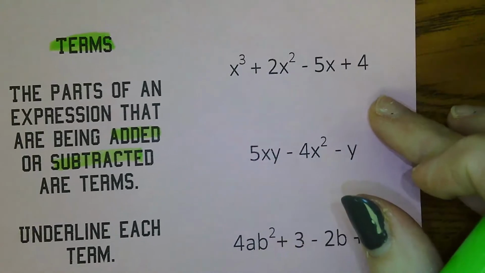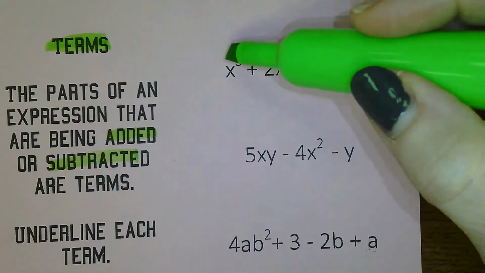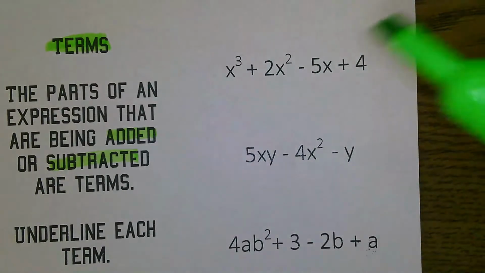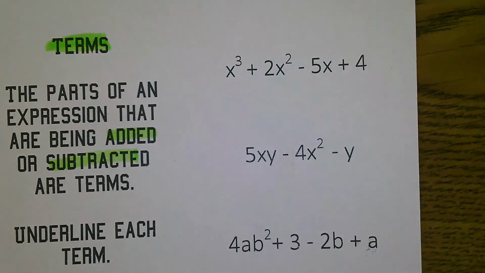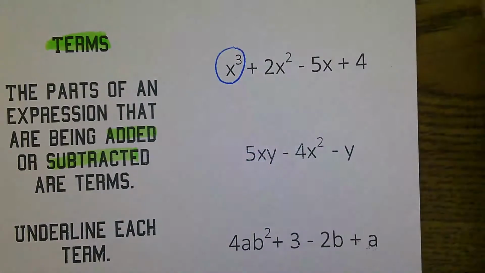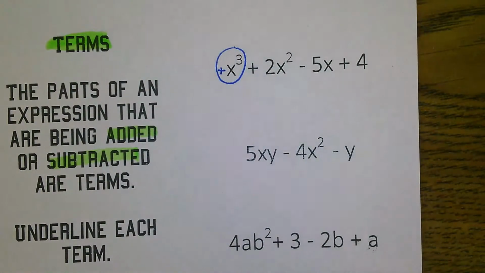So here is our first expression. You have 1, 2, 3, 4 terms, and that's because there's something being added or subtracted at each step of the way. Now, the directions say underline, but I'm going to keep it a little bit easier than that. I want you to circle or put a square around them. So our first term is x cubed. It's going to be a positive x cubed because there's no symbol. Whatever's in front takes the symbol with that number.